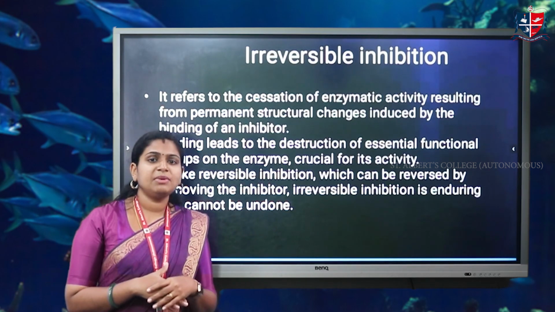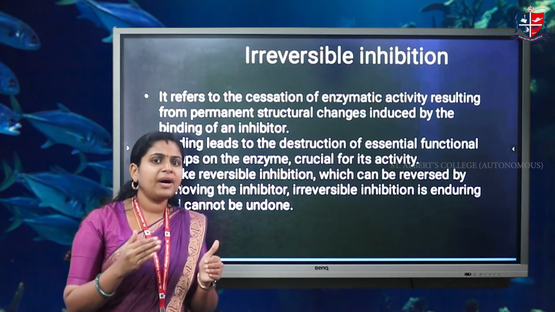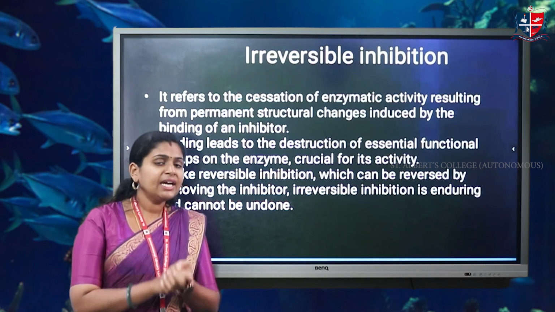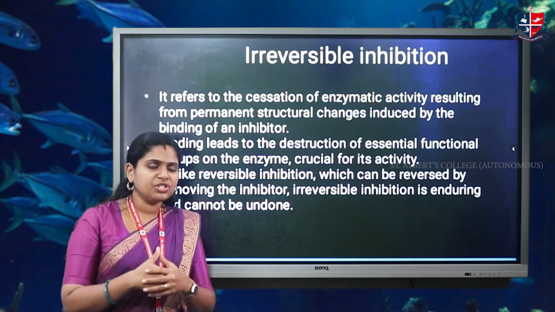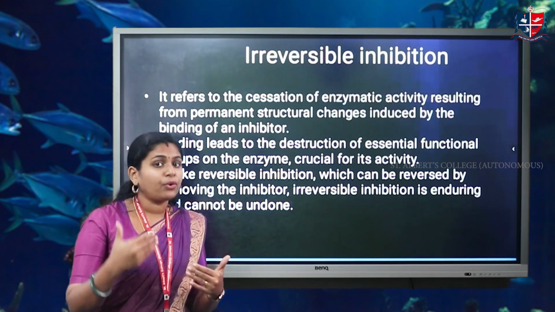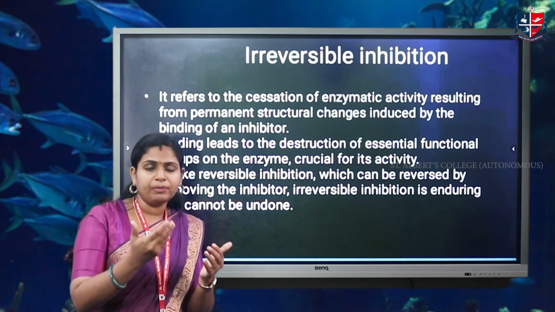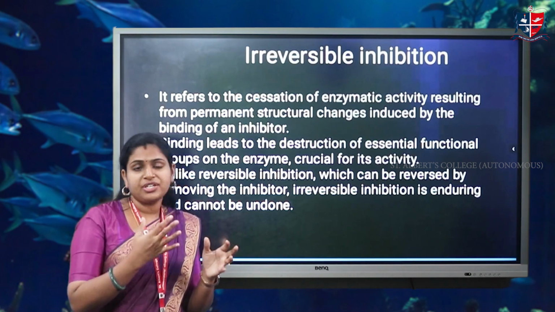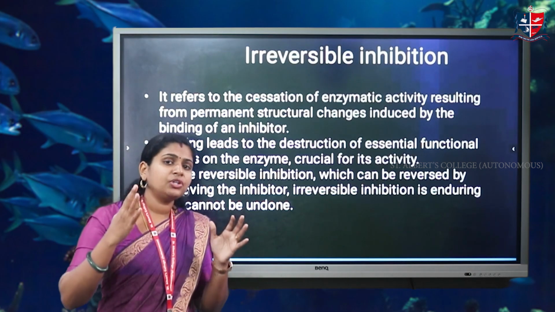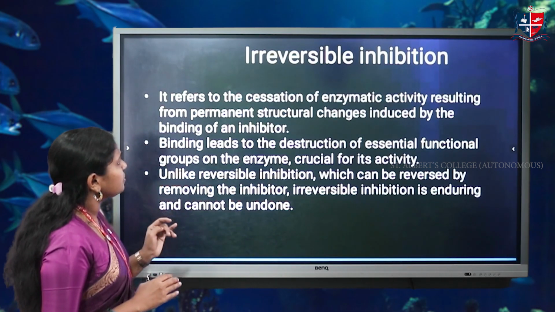Here irreversible inhibition is a permanent process where, whenever the inhibitor binds to that particular enzyme, the reaction is stopped there. Even after removing that inhibitor, the enzyme can never form the product, because all the functional properties of that enzyme are damaged or destroyed by the reaction of the inhibitor with the enzyme. Therefore, it refers to cessation.